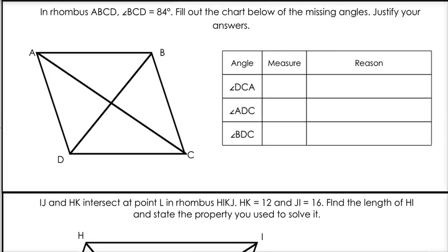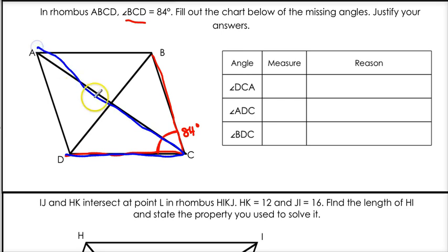In rhombus ABCD, angle BCD is 84 degrees. Fill out the chart below of the missing angles and justify your answers. This is just like before, but now we have two diagonals. Let's do it. So angle BCD, this whole angle, is equal to 84 degrees. I'm going to put it on the outside because it's telling me, be very careful, BCD is the whole thing. Now, the first angle that it wants me to find is DCA, right here.